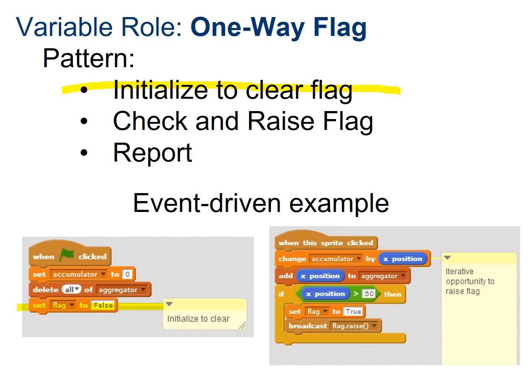As we're playing with the game, we keep doing whatever we need to do. If for whatever reason the game is over, X position is greater than 50, we set the flag to true. So here we're checking and raising the flag, and then later on we're broadcasting it, so we're announcing it. Basically the flag is being announced: the game is over.